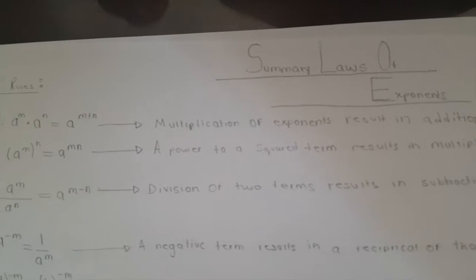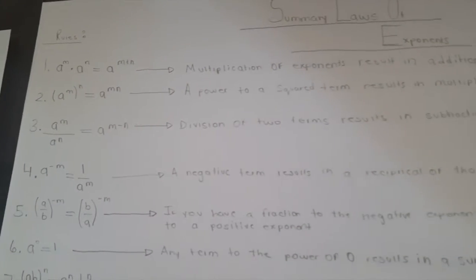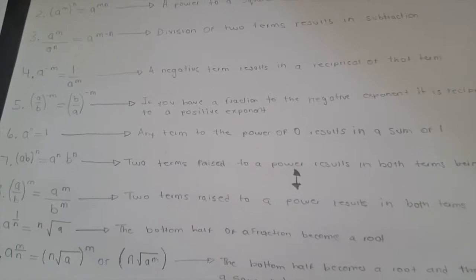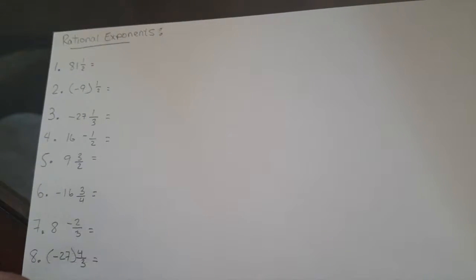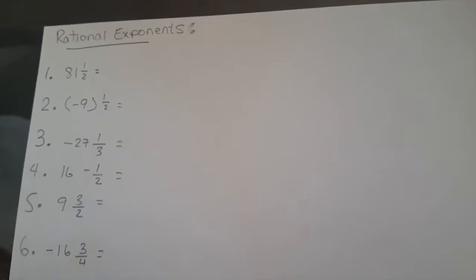Laws of exponents rules. So now let's get right into the problems. So question number 1. To solve question number 1, you would square root 81, which would be equal to 9.